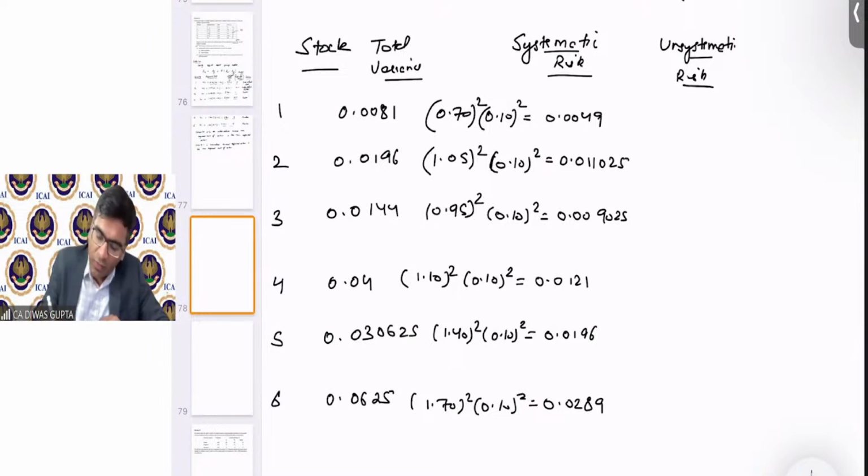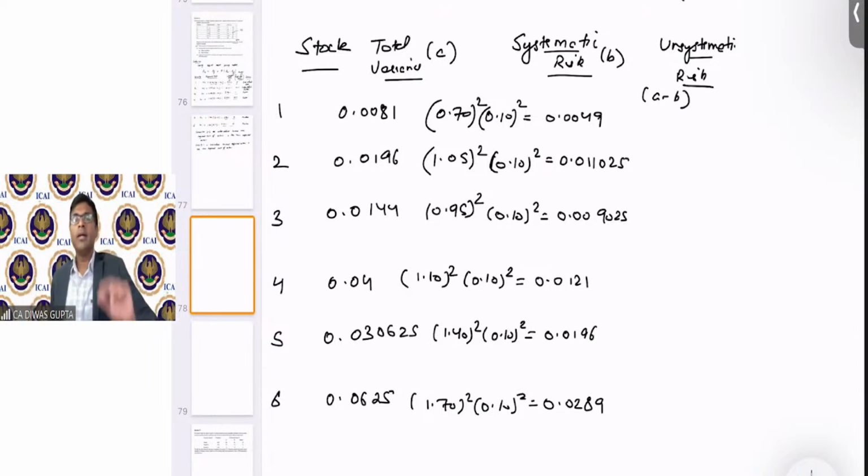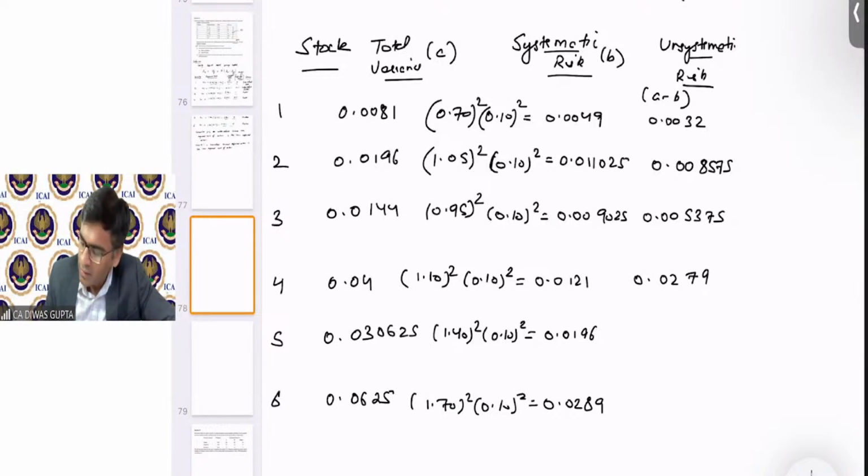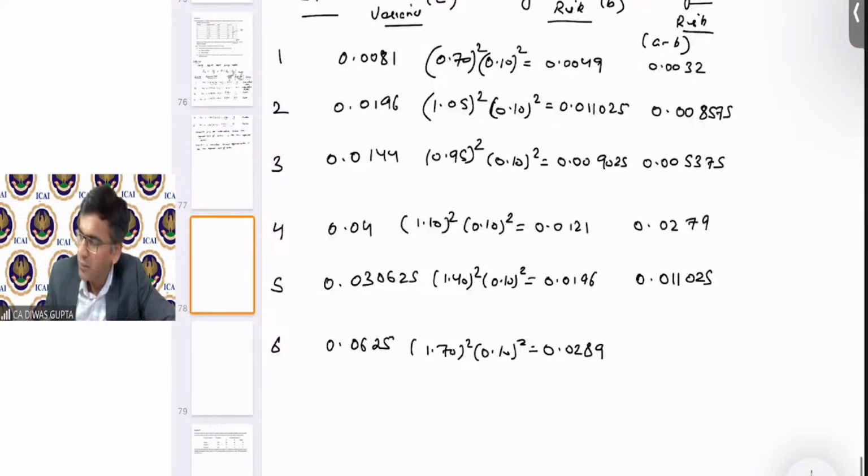Now, unsystematic risk will be calculated as this is, let's say, A and this is B. So this will be A minus B. Okay. Total variance minus systematic risk. So this becomes 0.0032, 0.008575, 0.005375, 0.0279, 0.011025, 0.0336.